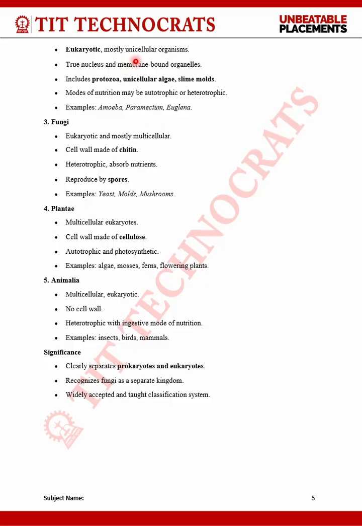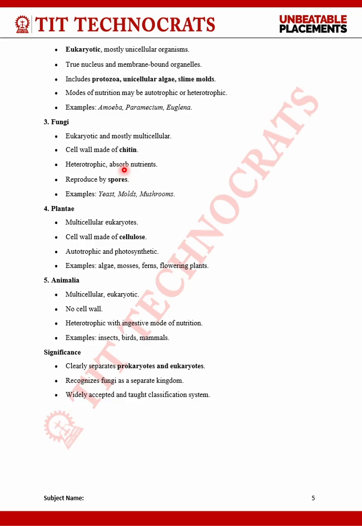Protista are eukaryotic, mostly unicellular organisms. They have a true nucleus and membrane-bound organelles. Includes protozoa and unicellular organisms. Examples are amoeba, paramecium, euglena. These are the examples of protista.